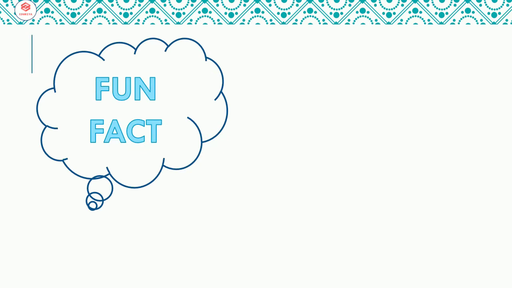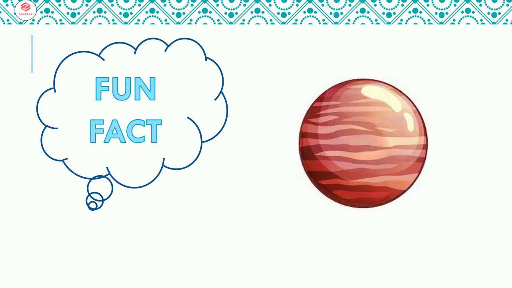Now let's see a fun fact. Venus is hotter than Mercury in spite of it being further away from the sun than Mercury. Do you know why? This is because Venus has a thick atmosphere of carbon dioxide.